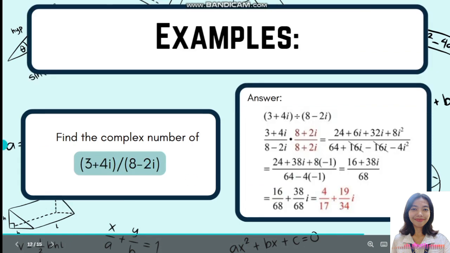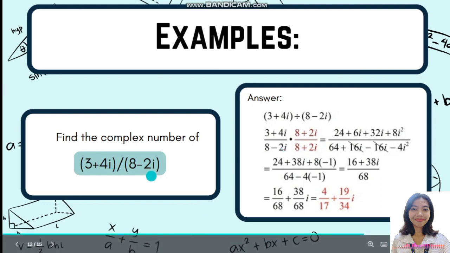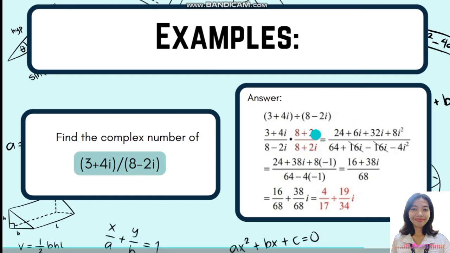And then next we have the division. Find the complex number of 3 plus 4i over 8 minus 2i. I said earlier that for the process of division in complex numbers, you just have to multiply the numerator and the denominator by the conjugate of the denominator. Since it is 8 minus 2i, the conjugate of this one is 8 plus 2i. As you can see in this part.